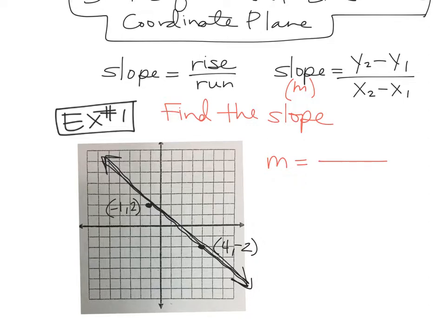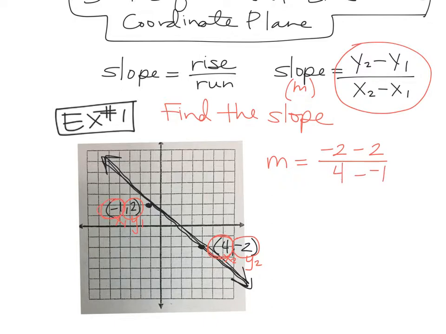So to find our slope, we have to figure out what is our x1, what is our y1, what is our x2, what is our y2, okay? So if we call this x1, y1, and this one x2 and y2, then that just helps us to plug it into the formula. So what you're going to do is y2, so -2, minus y1, which is 2, over x2, which is 4, minus x1, which is -1.